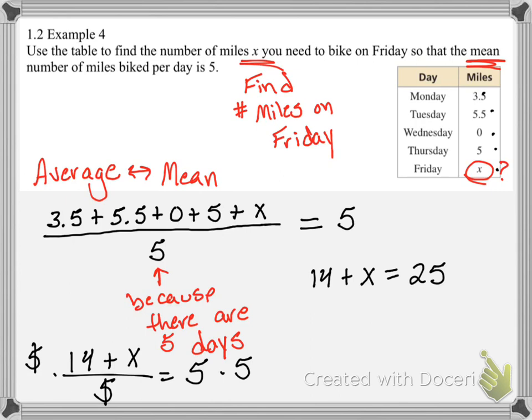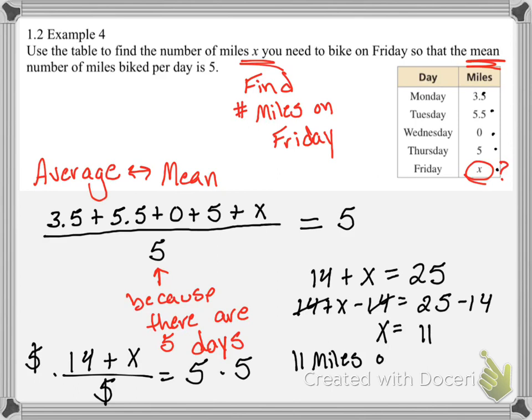Then would you divide by 14? Because it's 14 multiplied by x. Oh yeah, that's right. Subtract the 14. So 14 plus x minus 14 equals 25 minus 14. X equals 25 minus 14, which is 11. Oh, you got to bike a lot on Friday. So how many miles should you bike on Friday? 11 miles on Friday.